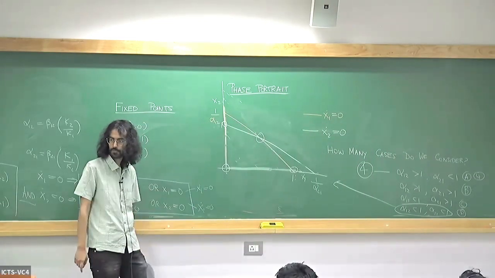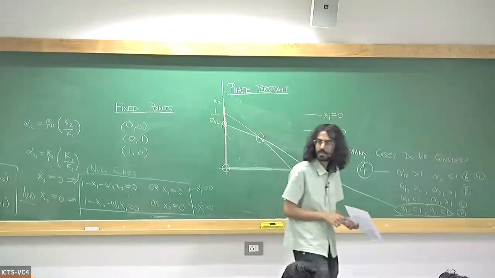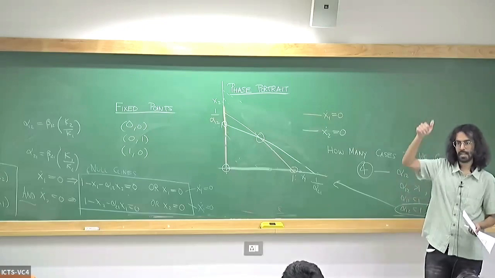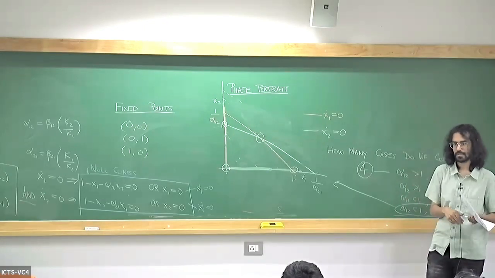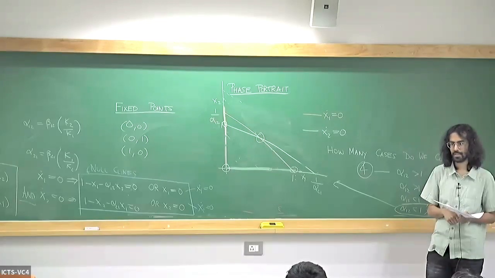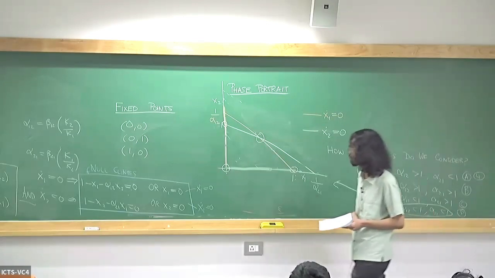What about the 0, 0 fixed point? Is it stable or unstable? We'll say thumbs up for stable, thumbs down for unstable. Ready? 3, 2, 1. Yeah, unstable. Can someone say why?